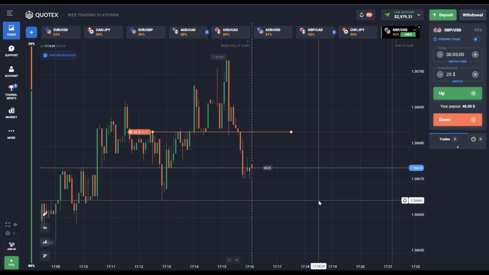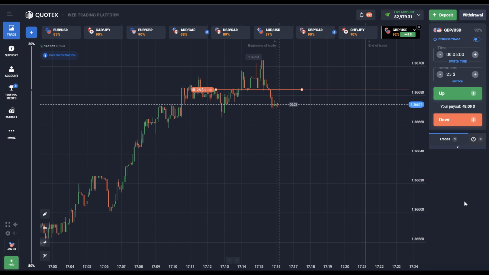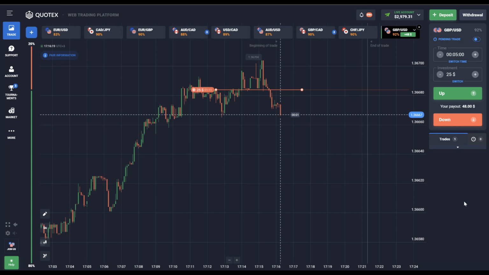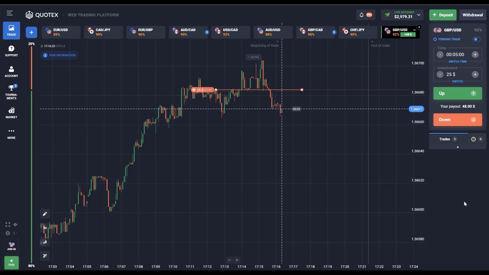Let's hope that the British pound US dollar will close in profit, and then at least I won't end up in the red. There will be 5 trades. 3 trades will be profitable, but overall, the trading is pretty average, of course. There were quite a few losing trades, but that's the reality of life.